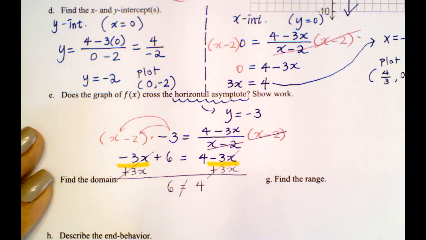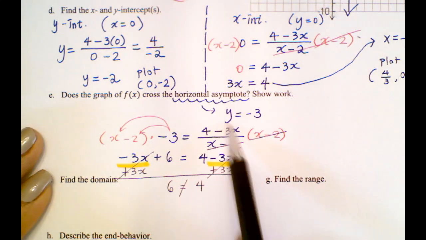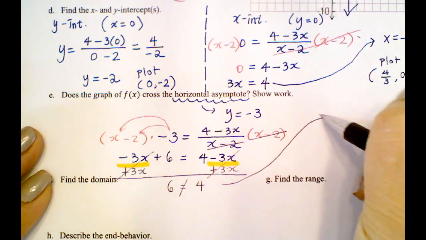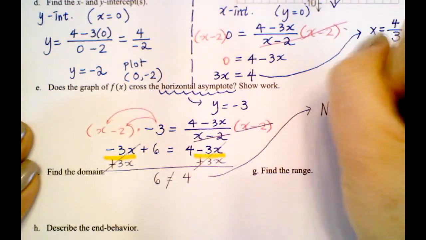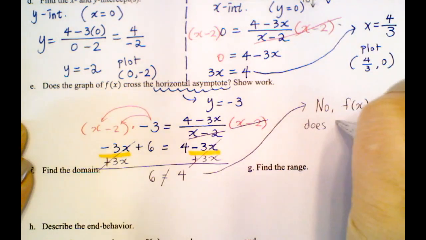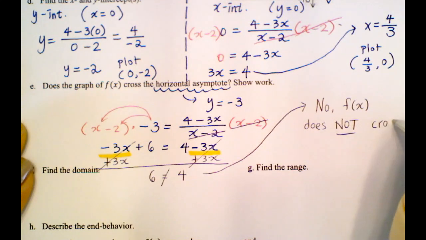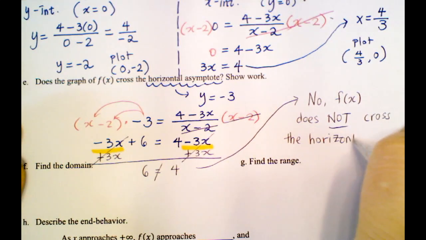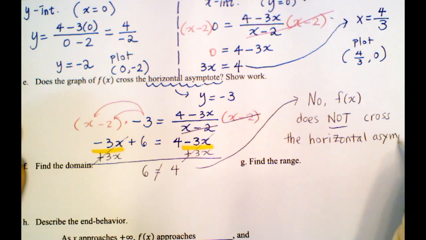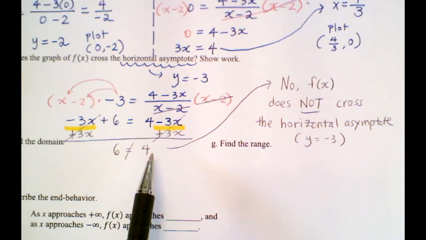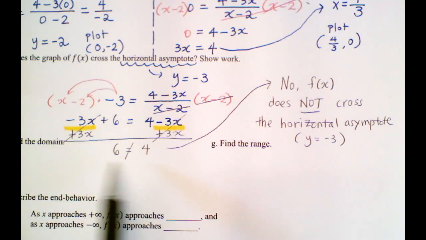So what we just showed is there is no solution that will make this rational function have a y value of -3. So this is enough for you to point at it and say, no, f of x does not cross the horizontal asymptote, which is y equals -3. It's not going to cross the horizontal asymptote of y equals -3 because you saw if you assume that y is -3 and try to solve for x, we get nonsense.